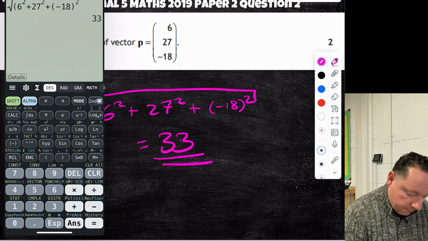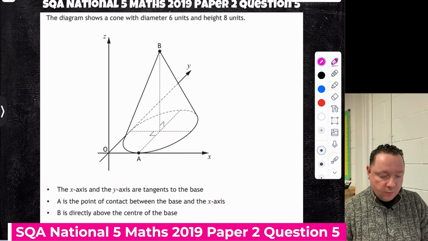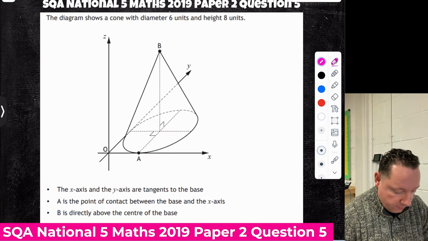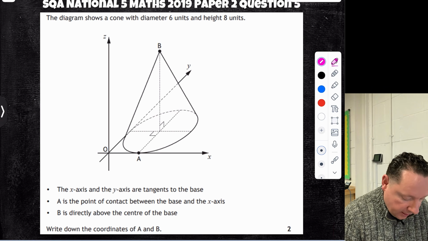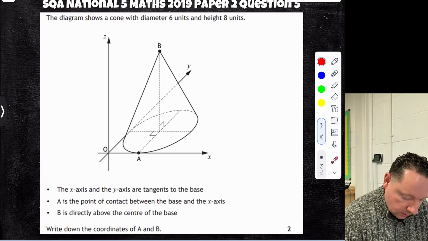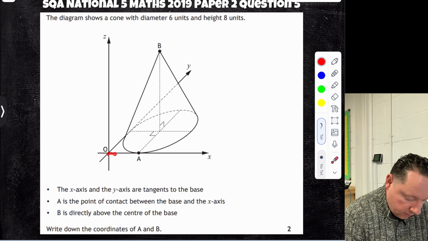And we're done there. National 5 Maths 2019, Paper 2, Question 5. The diagram shows a cone with diameter 6 and height 8. The x and y axis are tangents to the base. A is the point of contact with the base on the x-axis, and B is directly above the centre. Find A and B. So let's see where A is. We need to go from here to here. Well, that length is the diameter 6, so that length is 3.